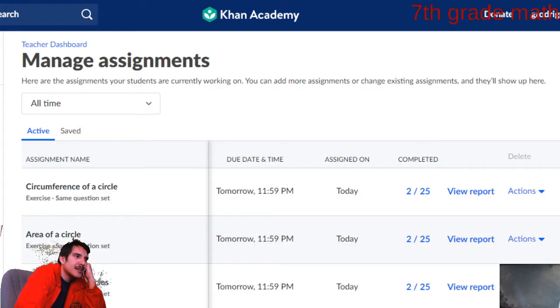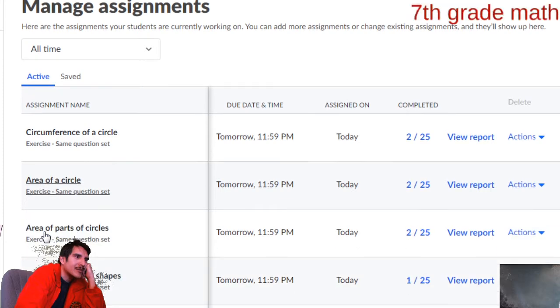Let's go on to, which one did we just do? We just did area of a circle, right? Yep. Now let's go to area of parts of circles. Sounds good to me. I think this is the last one that we'll do.